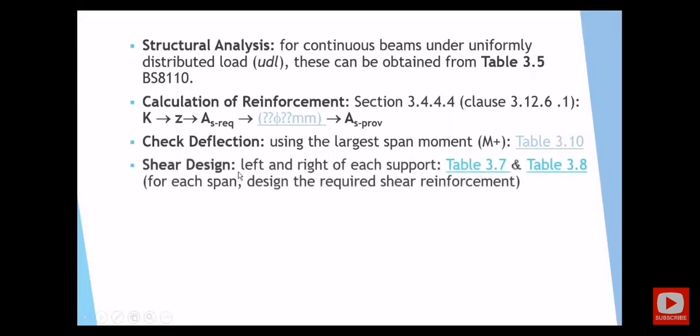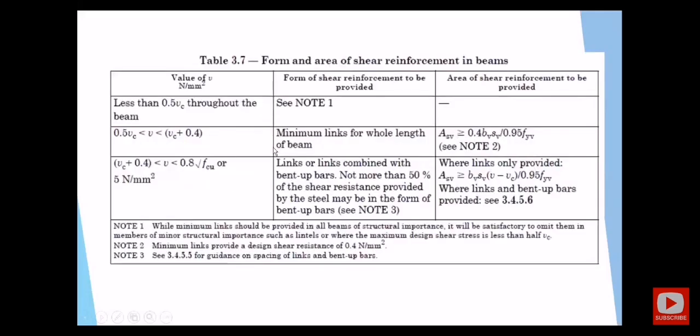Okay, not only check for shear. In slabs, we check for shear because usually you don't use stirrups or shear reinforcement in solid slabs. But for beams, you have to use links or stirrups. So we have to design for shear. Left and right of each support, you will have different values, so you have to check that. And then you design based on table 3.7 and table 3.8. Let's go and review together.